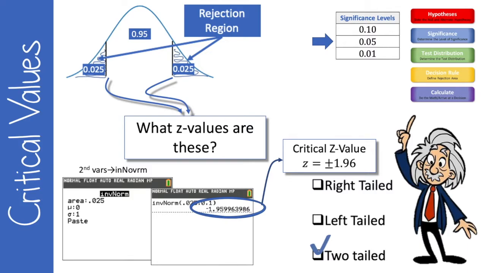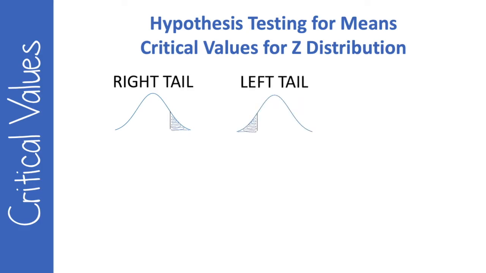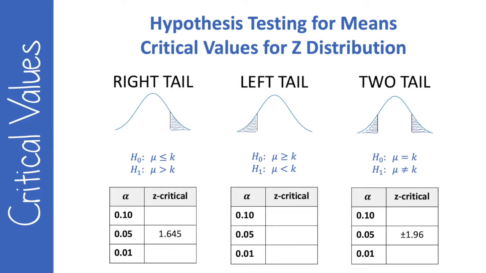If we continue this process for right-tailed, left-tailed, and two-tailed tests and each of the significance levels, we would find the most used critical values for z-distributions when we're doing hypothesis testing for means. Again, we have right-tailed, left-tailed, and two-tailed tests, and this is what their hypotheses look like. We can make ourselves this little chart so we can always glance at it to see what the critical z-values are. If you have time, pause this for a moment and see if you can find the missing critical z-values. If you don't have time, here they are. So let's put this into use and I'll show you how they work.